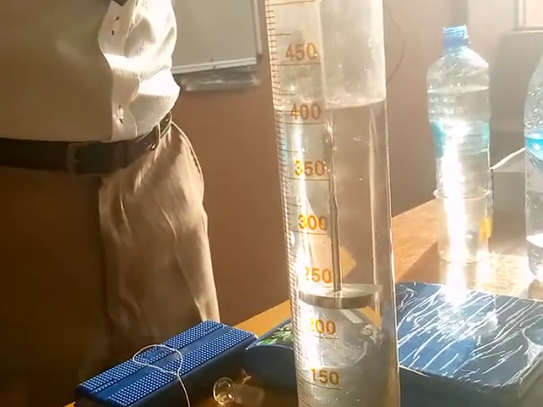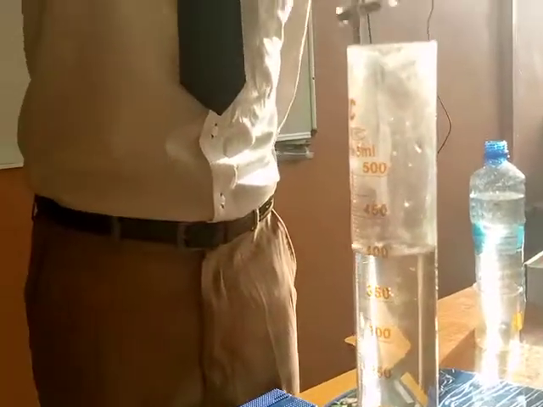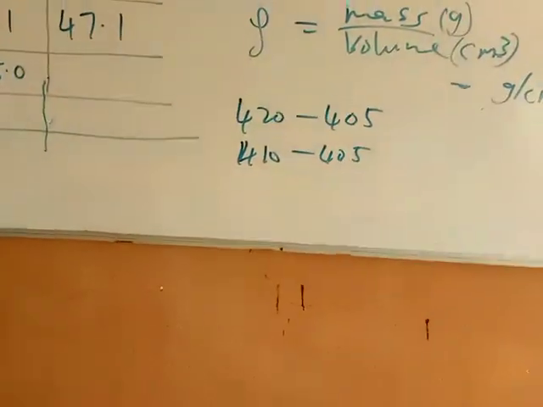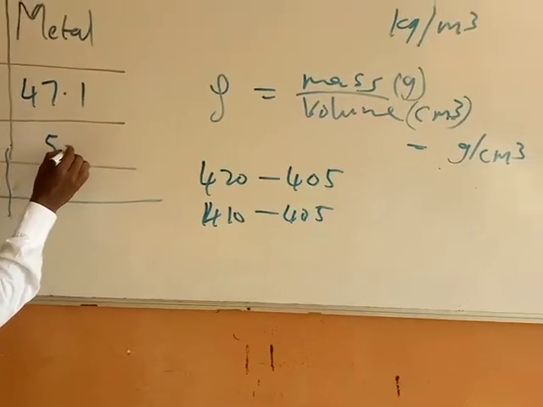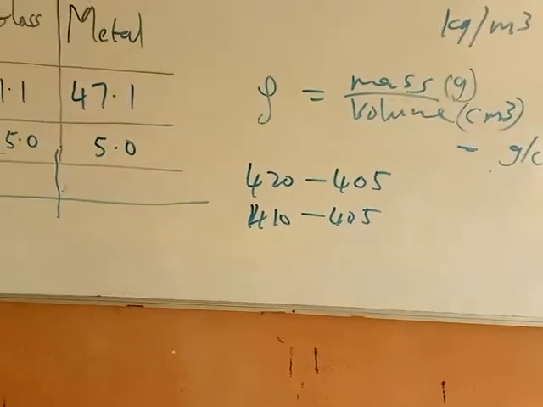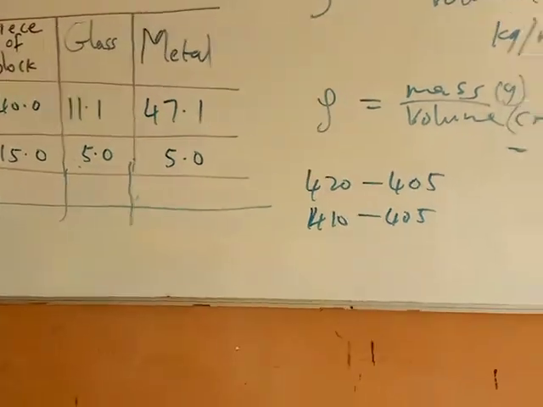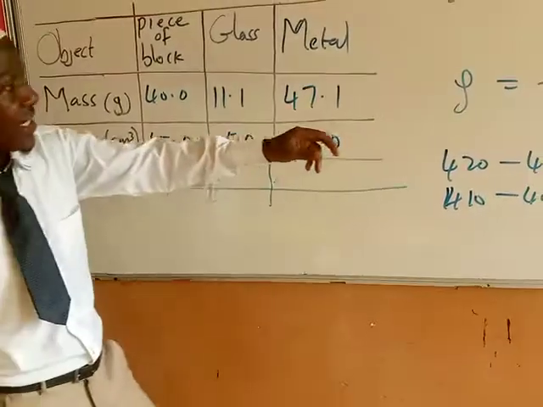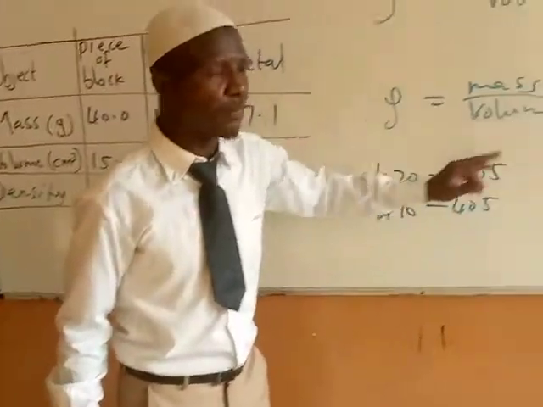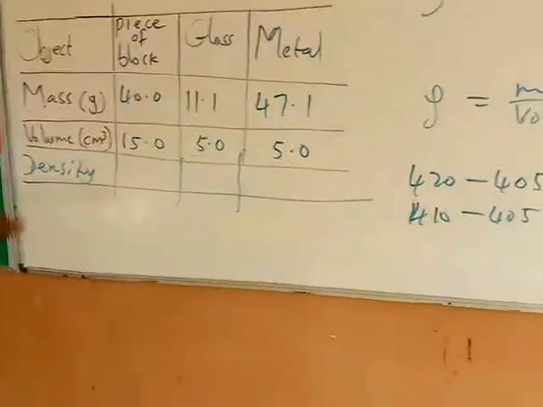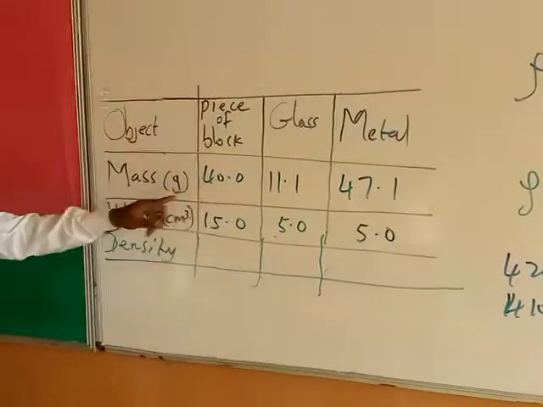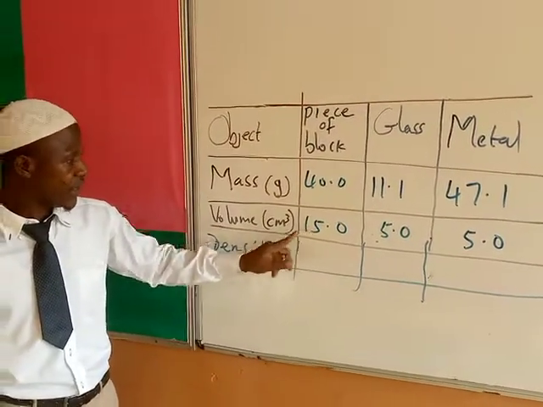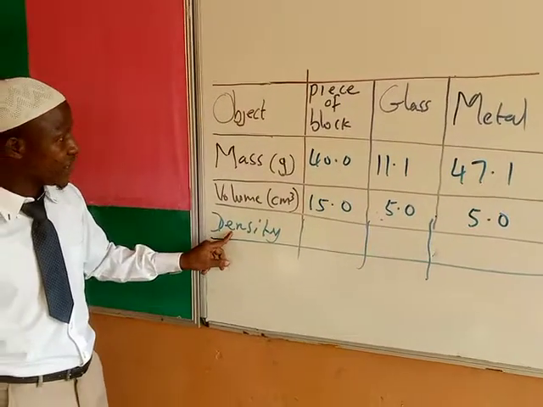410 centimeter cube. So which means this one also will give us 5.0 centimeter cube. Now, to determine the density, don't forget, our density is mass over volume. For the piece of block, the mass is 40, then the volume is 15. Therefore, the density will now be what?